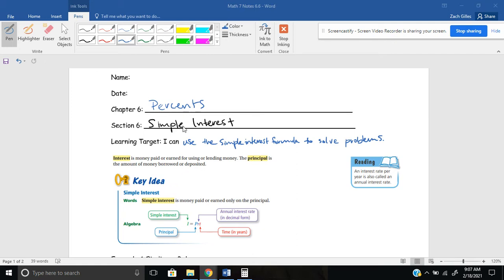Today we're going to be discussing simple interest. For our learning target, we have: I can use the simple interest formula to solve problems. And the simple interest formula will be in our key idea that we'll talk about here in just a moment. First, let's talk about a couple of these definitions and what they mean.